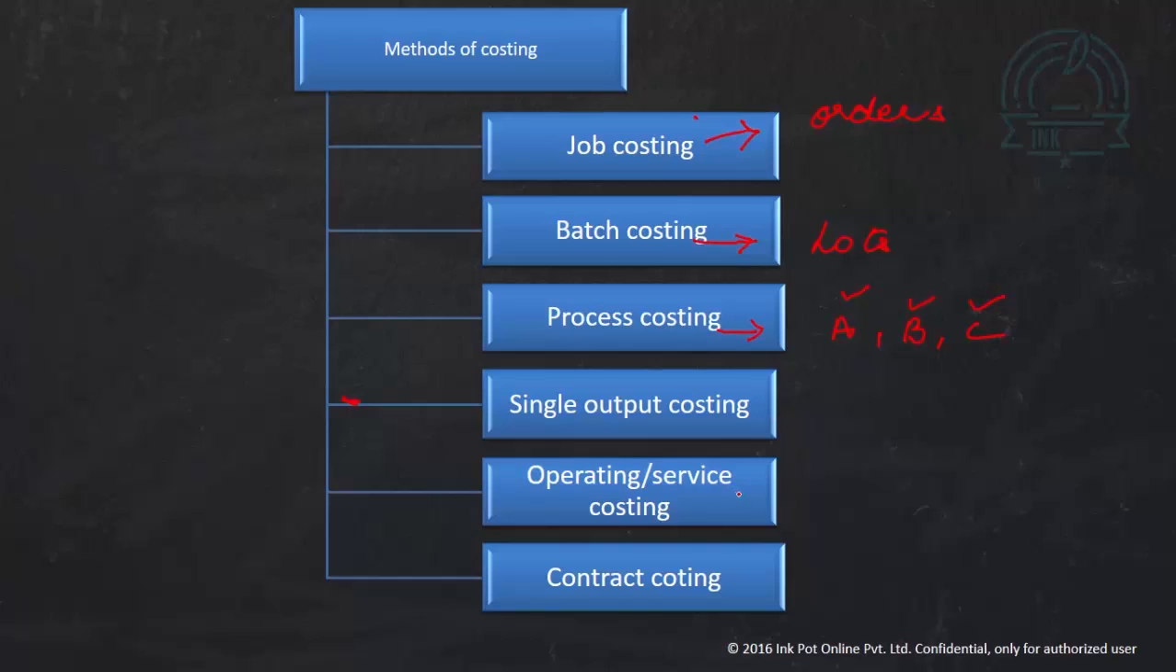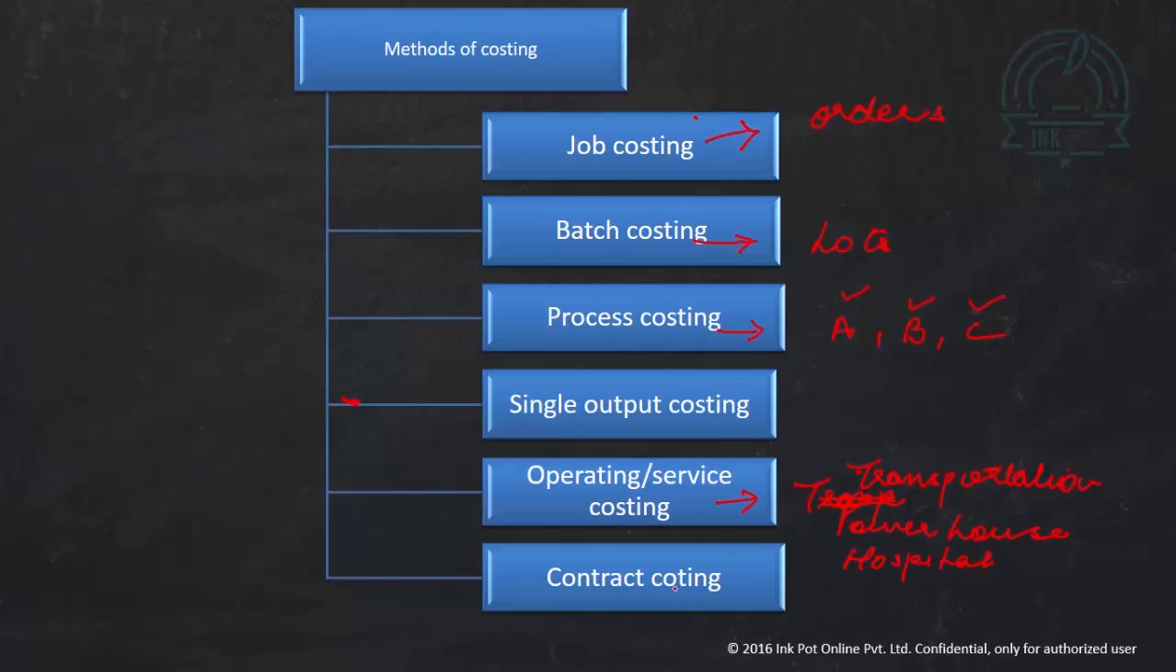Service costing is generally when we do not manufacture any product, we provide services. Like for example, in case we have transportation. Transportation companies do not sell any product, they provide service. So it is service costing. Powerhouse. We have hospitals. Hospitals do not sell any products, they provide us service. So these are examples of service costing.